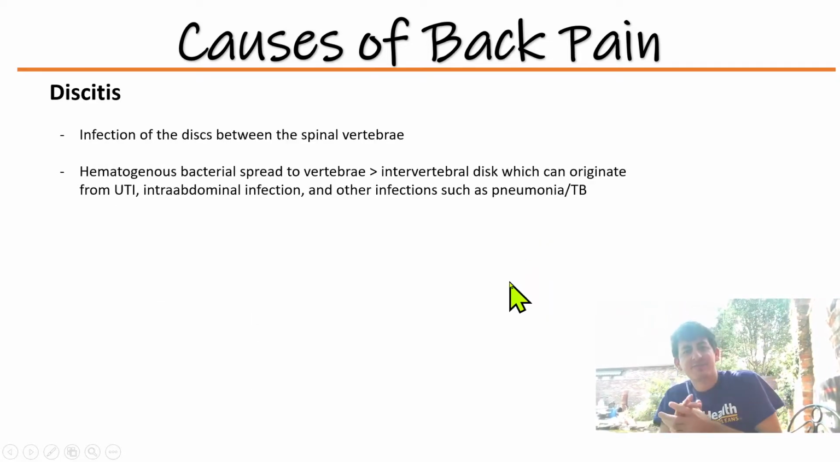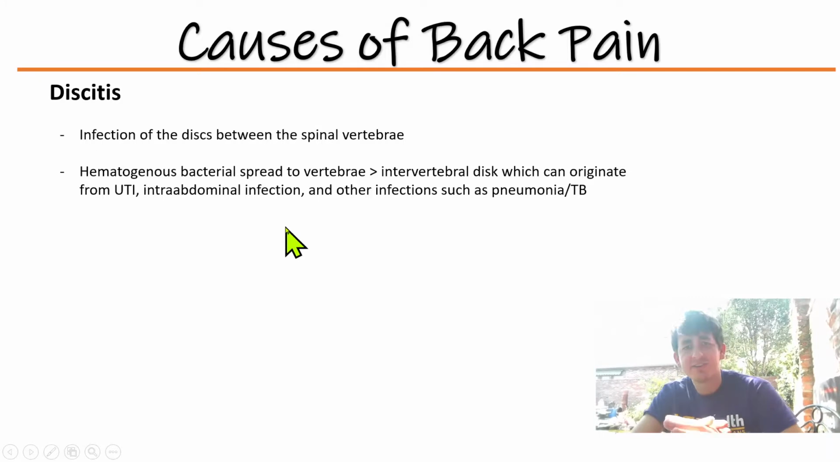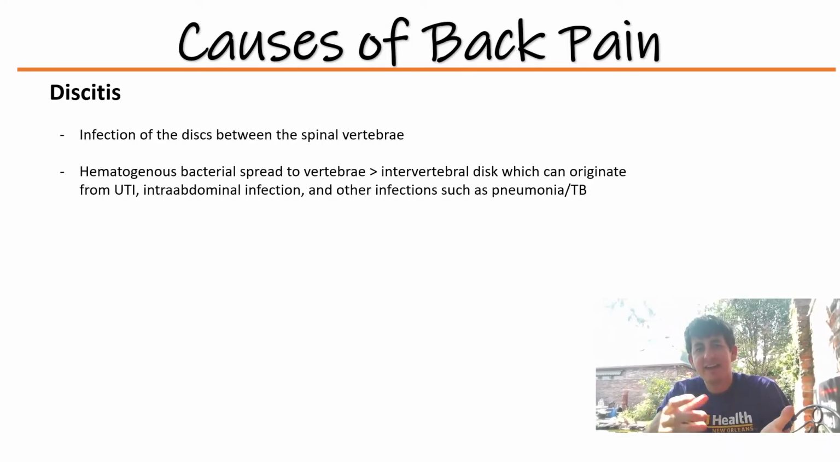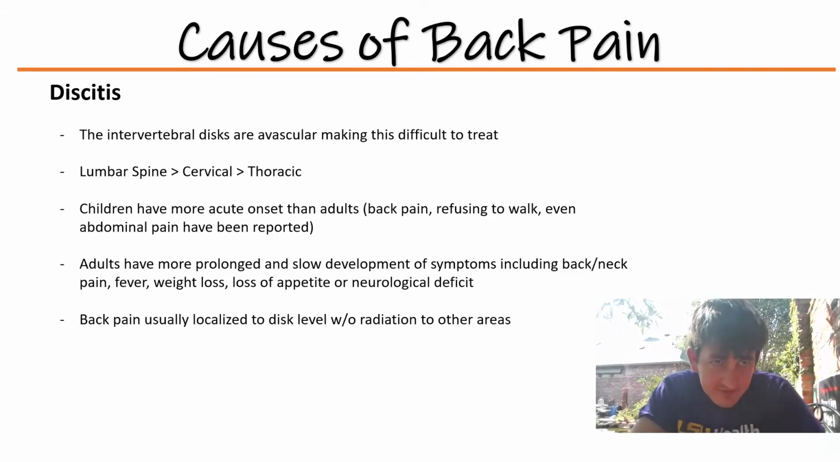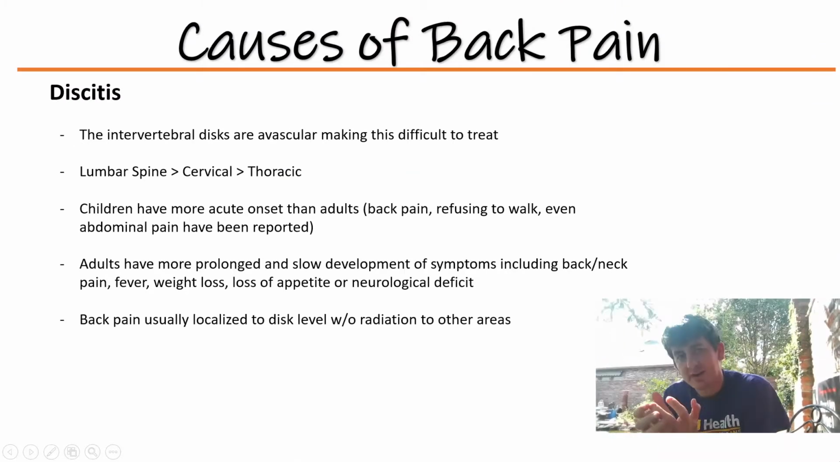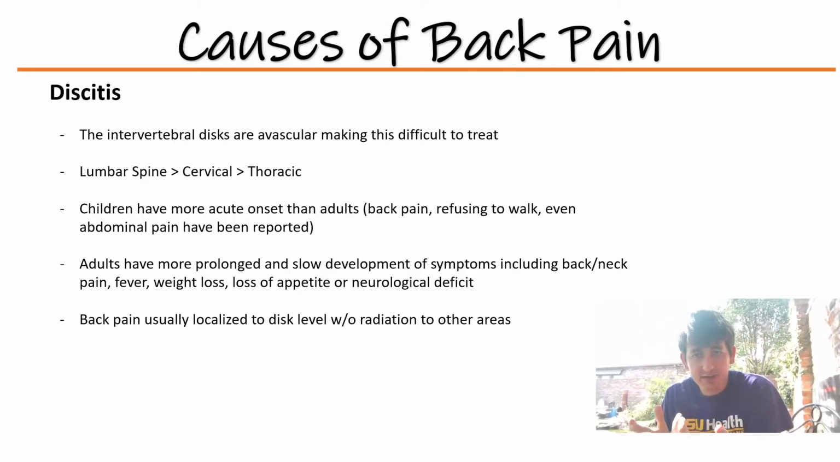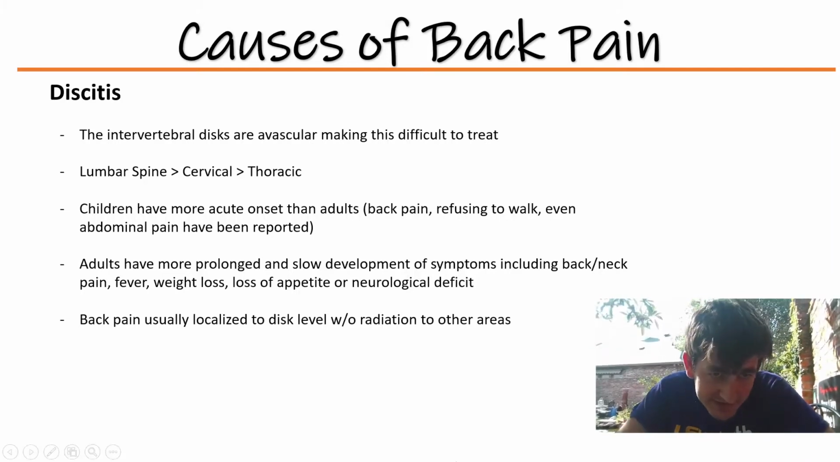Then this usually is a complication of vertebral osteomyelitis. So you have the hematogenous bacterial spread to the vertebrae, and then that can spread to the disc. And this is very bad because the discs are avascular. If you can't get a lot of blood vessels going there, how are you going to get antibiotics there? Somehow they end up working. I'm not sure how that works, but it's a long process of intravenous antibiotics.